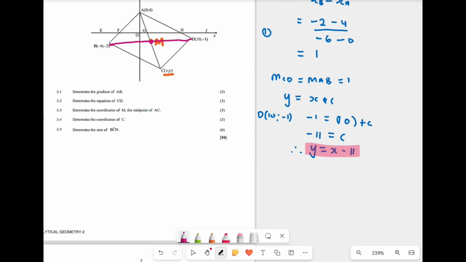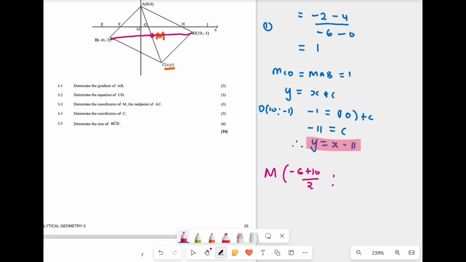Now, we are going to use the coordinates of B and D. So the midpoint is given by x1 plus x2 over 2, or xb plus xd over 2. So in this case, it will be minus 6 plus 10 over 2. And then for the y value, it will be minus 2 plus minus 1 over 2. So the midpoint of AC, which is also the midpoint of BD, is the same as 2 and negative 3 over 2.